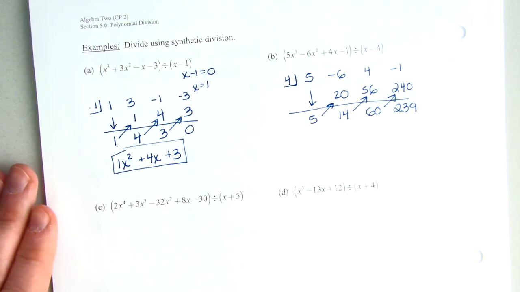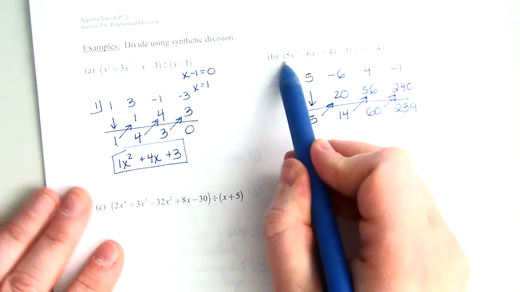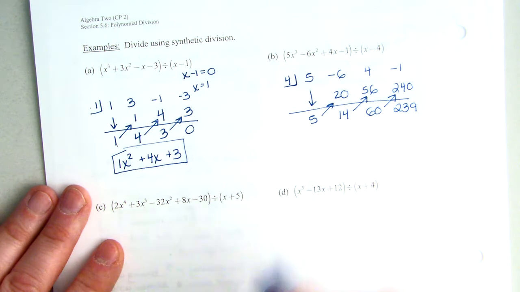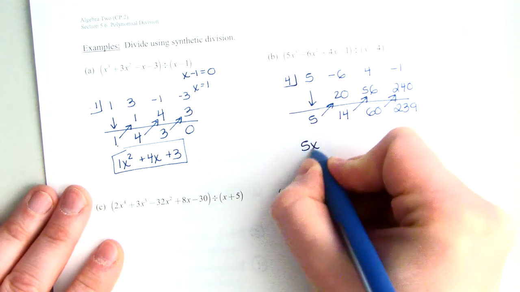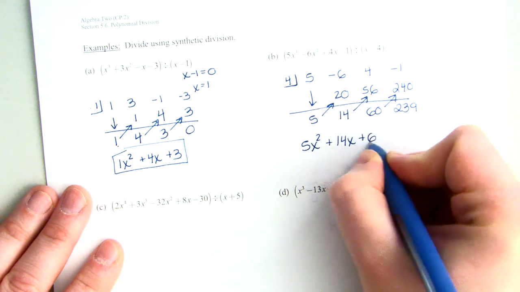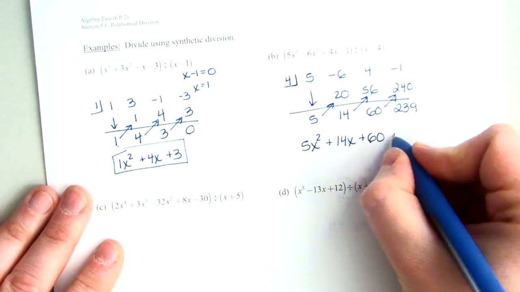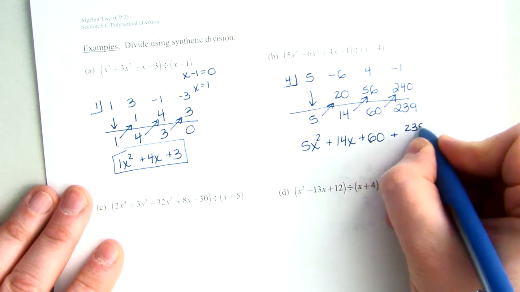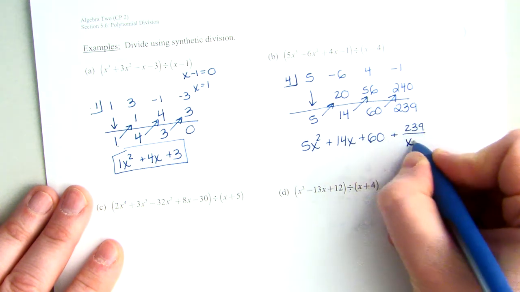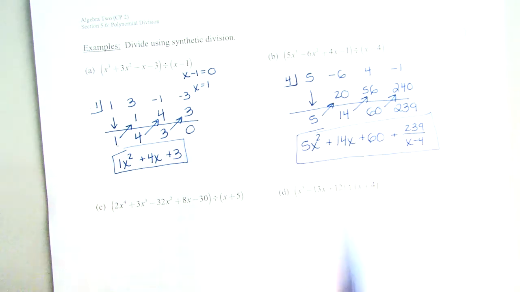My answer, I started from a cubic. My answer needs to be a quadratic. 5x squared plus 14x plus 60. My remainder will be over x minus 4. So I'm going to say plus 239 over x minus 4, the same way we wrote remainders when we did long division.